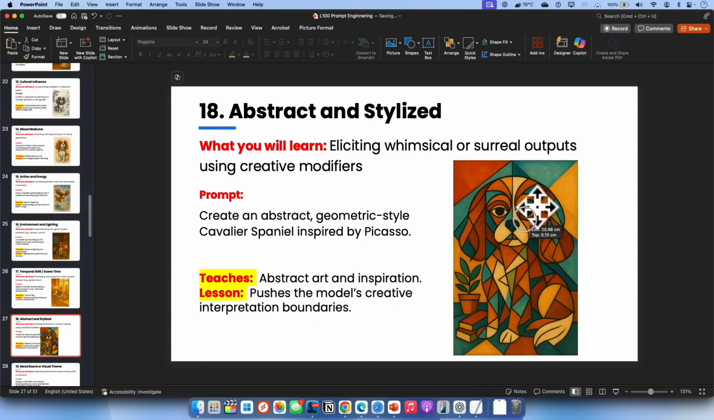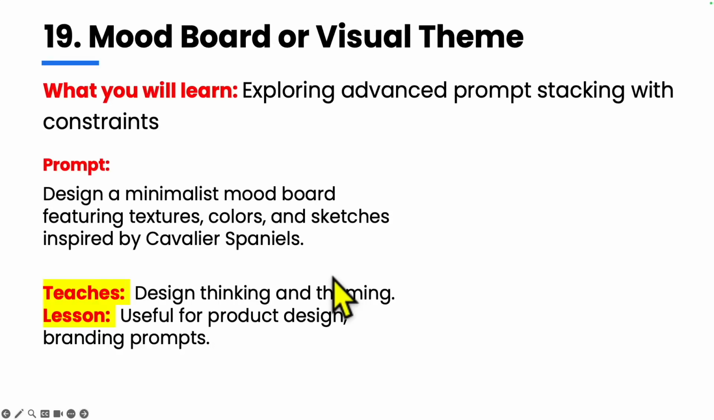Let's do a bit of formatting and let's go to the next one. The next example is mood board or visual theme. Here we are exploring advanced prompt stacking with constraints. So the prompt is: design a minimalist mood board featuring textures, colors, and sketches inspired by Cavalier Spaniels. So this is teaching us the design thinking and the theming aspect of it. And this is quite useful for product design and branding prompts, things like that.